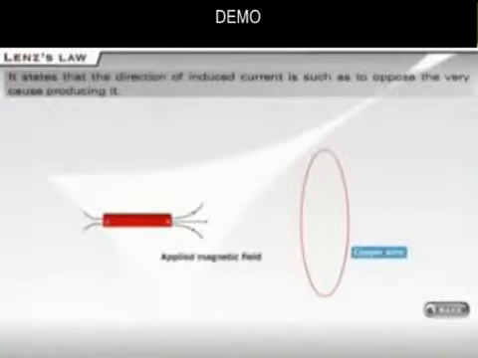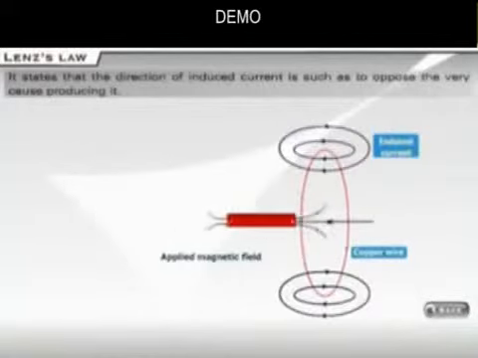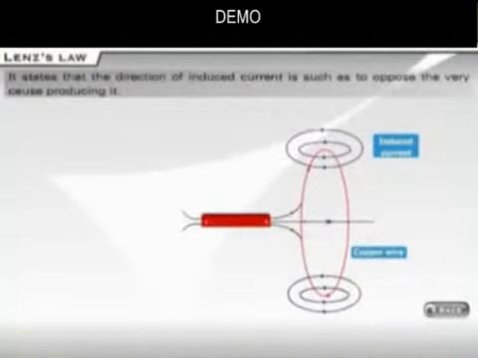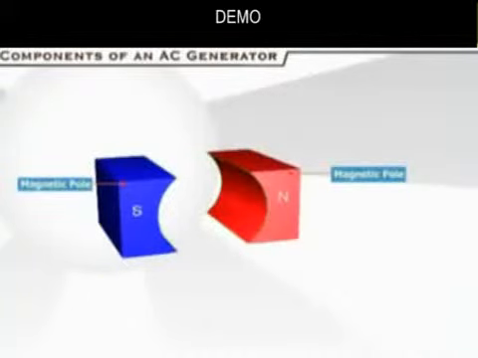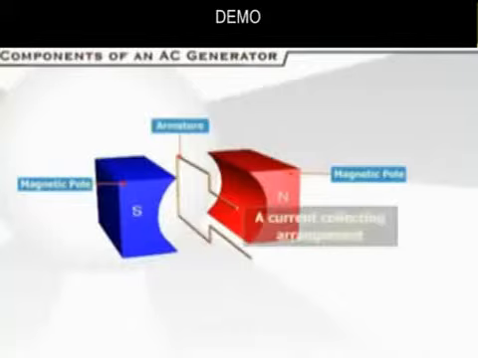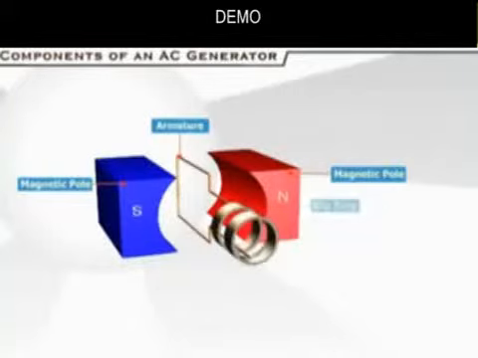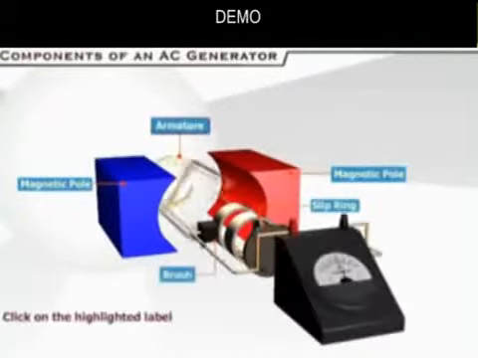Lenz's law. It states that the direction of induced current is such as to oppose the very cause producing it. Components of an AC generator. An AC generator consists of a magnet with concave cylindrical poles, an armature, and a current-collecting arrangement. The current-collecting arrangement consists of slip rings and brushes.